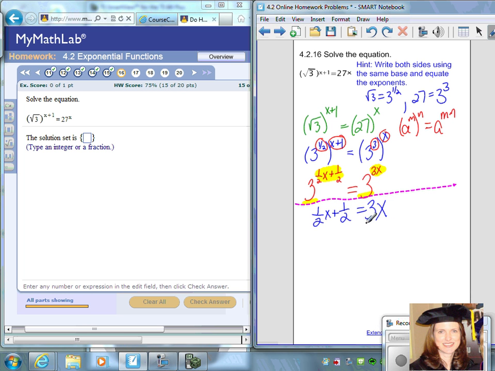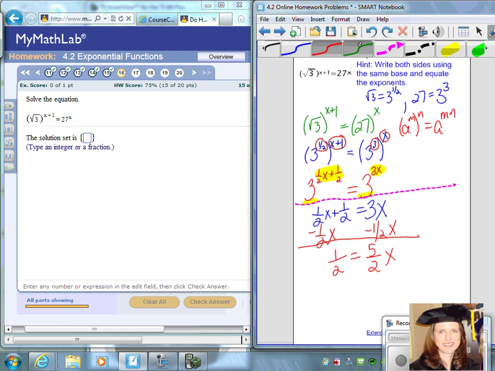Okay, let's go ahead and solve this for x. I can subtract 1/2 x from both sides. 3 minus 1/2 is 2.5. We write that as a fraction as 5 over 2 x. Use a calculator if you need to: 3 minus 1/2, and write that as a fraction or a decimal, either one. You get 1/2 equals 5 over 2 x.